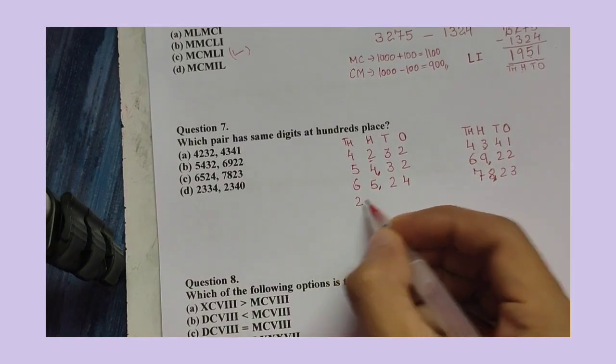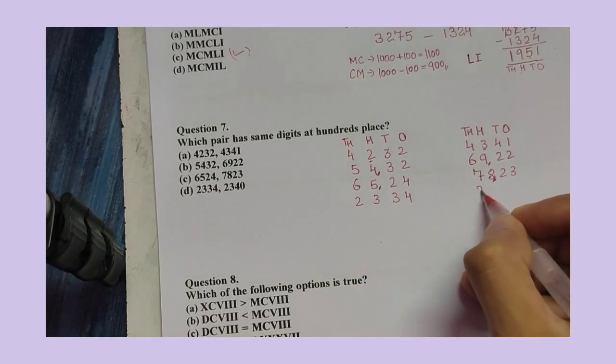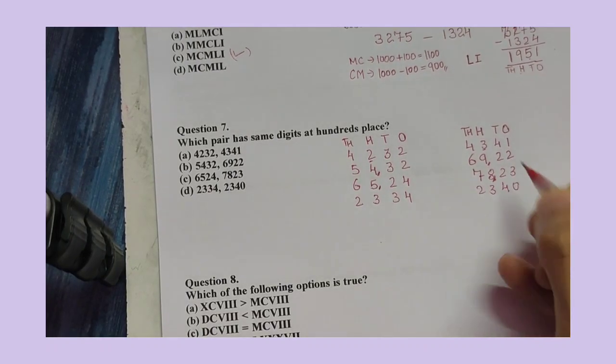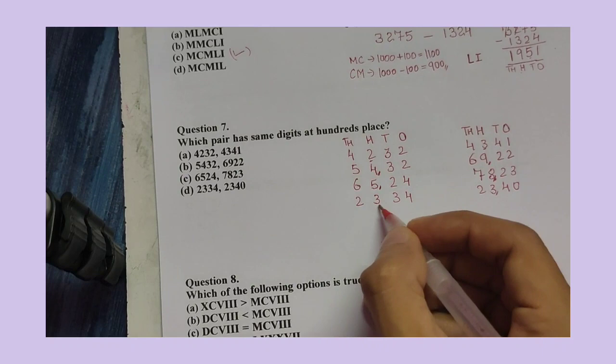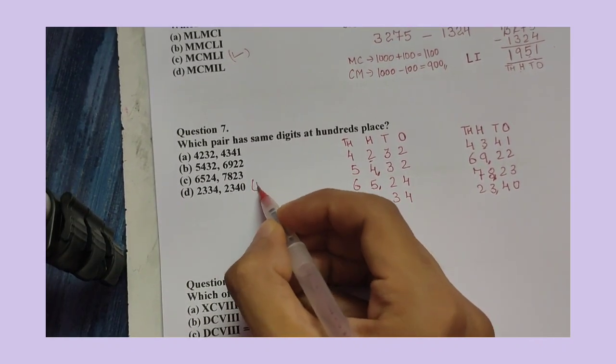Let us try with the last option remaining. So it's 2, 3, 3, 4 and 2, 3, 4, 0. So at the 100 place, here it's 3, here it's 3. We got the same value at the 100 place. It means option D is the correct option.